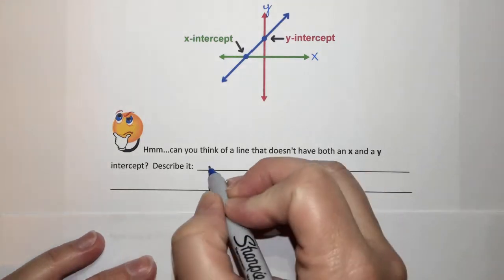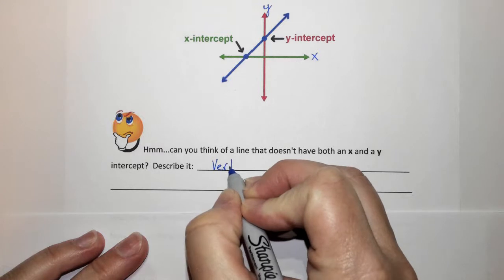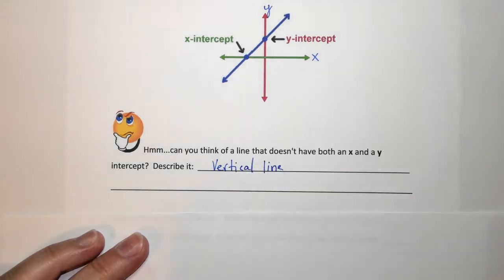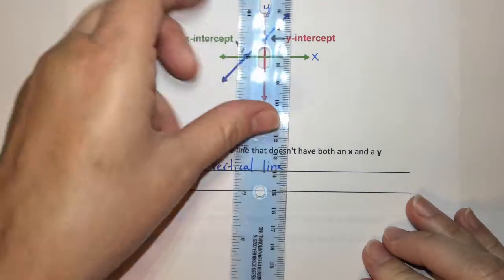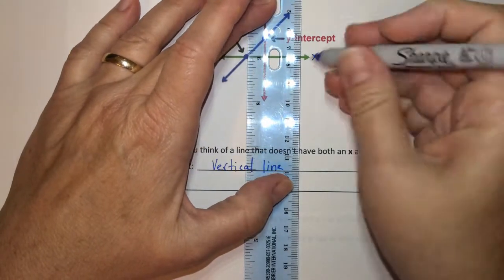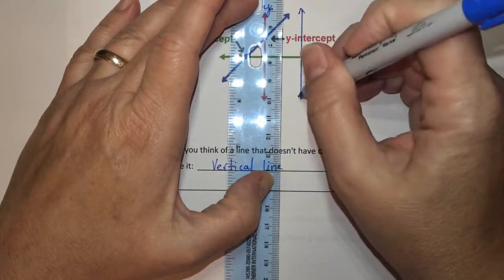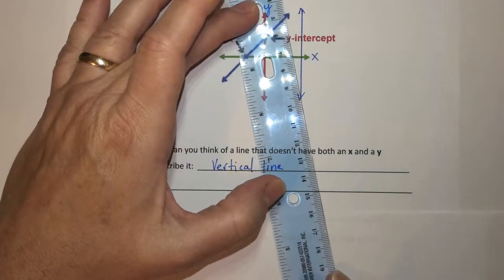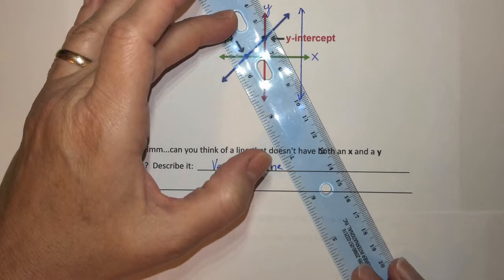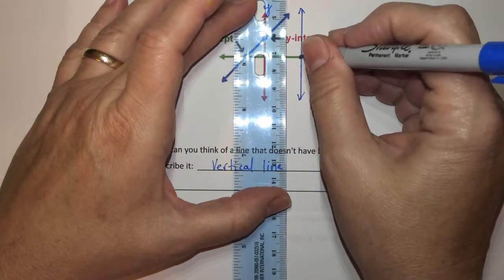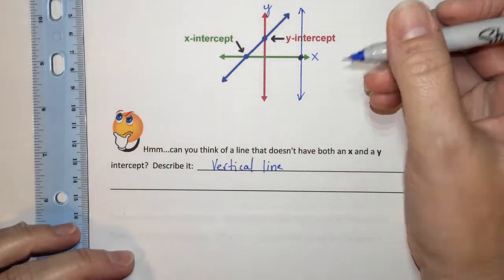All right, I was thinking about a vertical line, a line that goes up and down. Let's just make one here. I'll put it right there. Assuming this goes straight up and down forever and never turns towards the y-axis, this one is never going to cross the y-axis, but it does cross the x-axis.